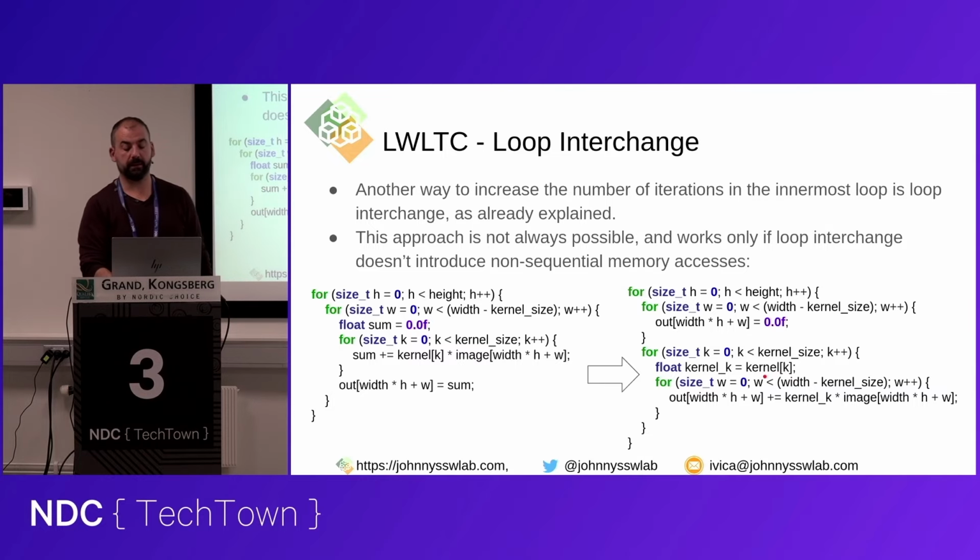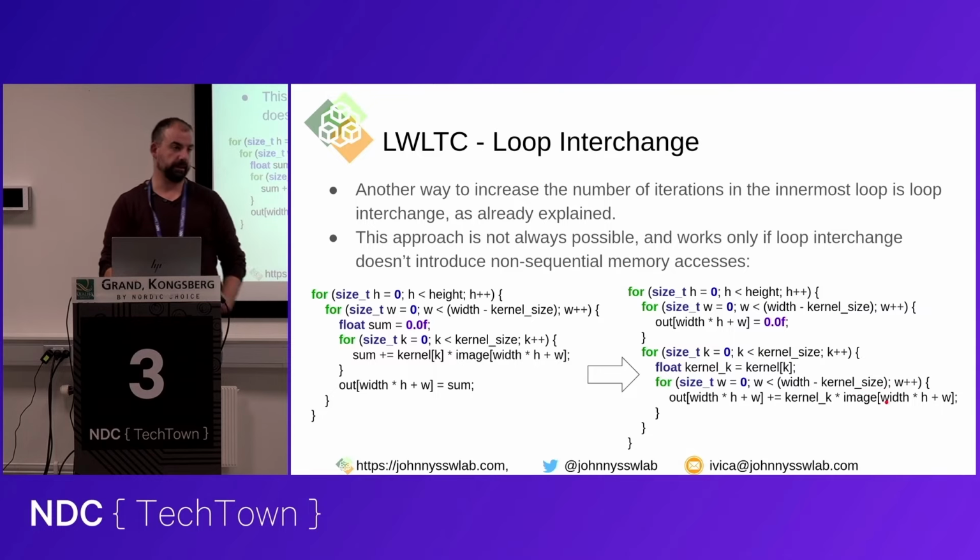Now, the thing with loop interchange is that if you get a bad memory access pattern, then you're worse off. In this case, this doesn't happen because the access pattern for this is constant, this one is sequential, and this one is also constant. On the other hand, this one is sequential, this is constant, and this is again sequential, so we're fine here.